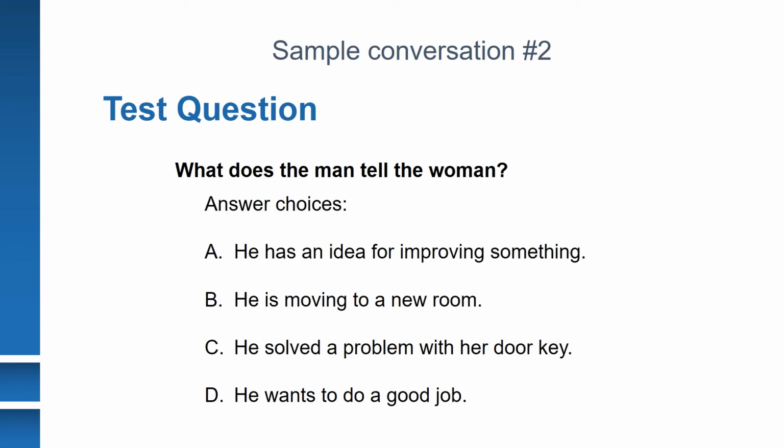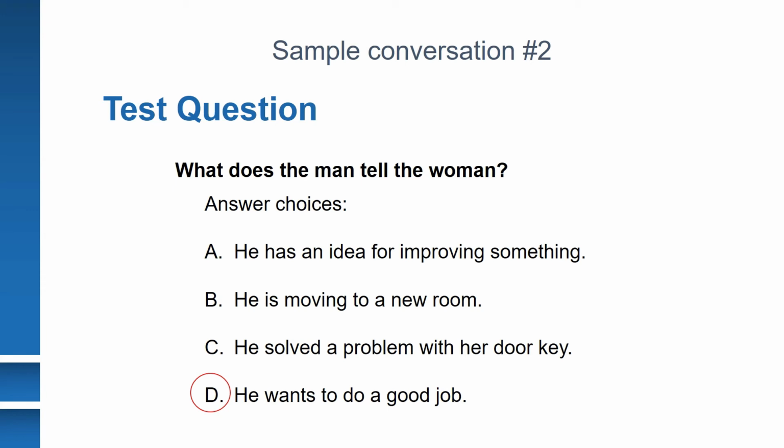Let's look. The actual test question says, what does the man tell the woman? A, he has an idea for improving something. B, he's moving to a new room. C, he solved a problem with her door key. Or D, he wants to do a good job. And the answer is D, he wants to do a good job.